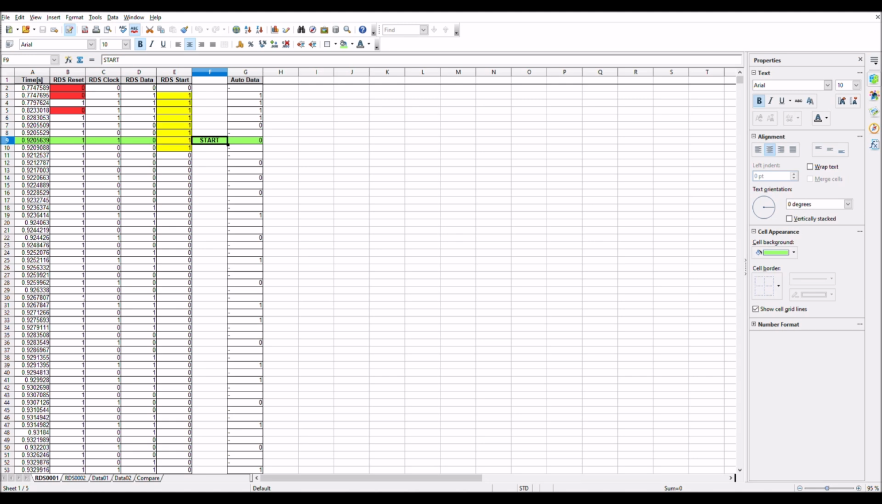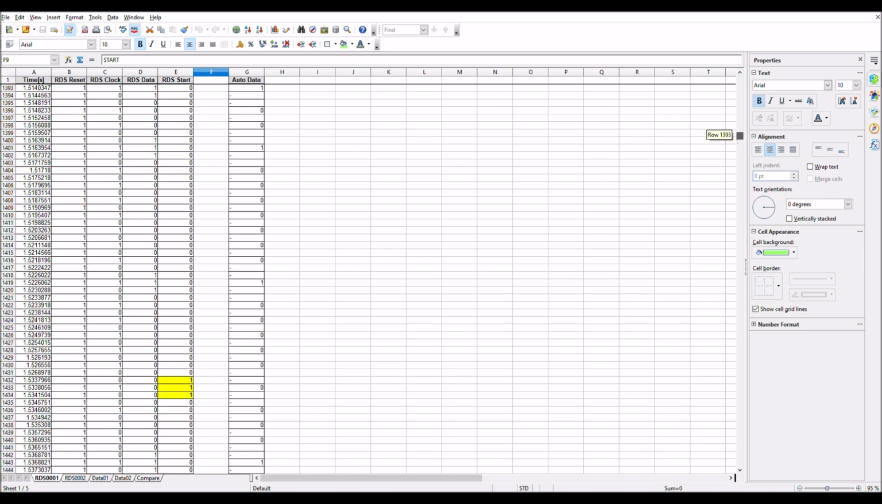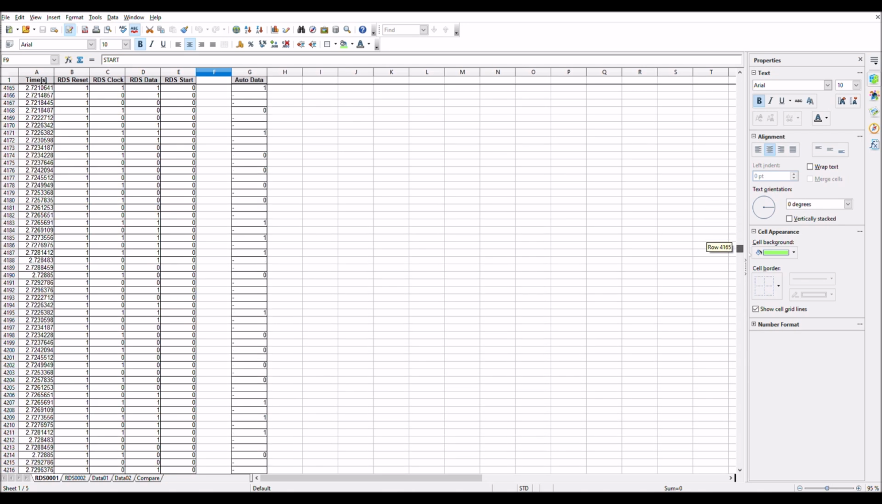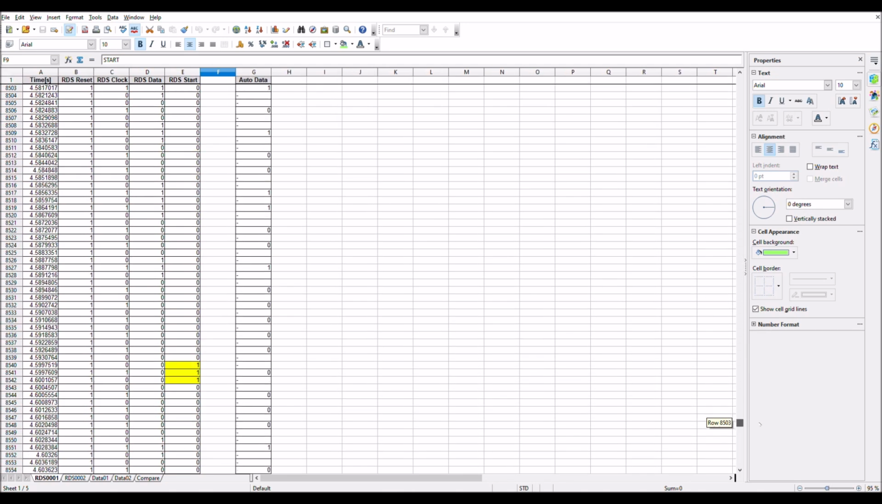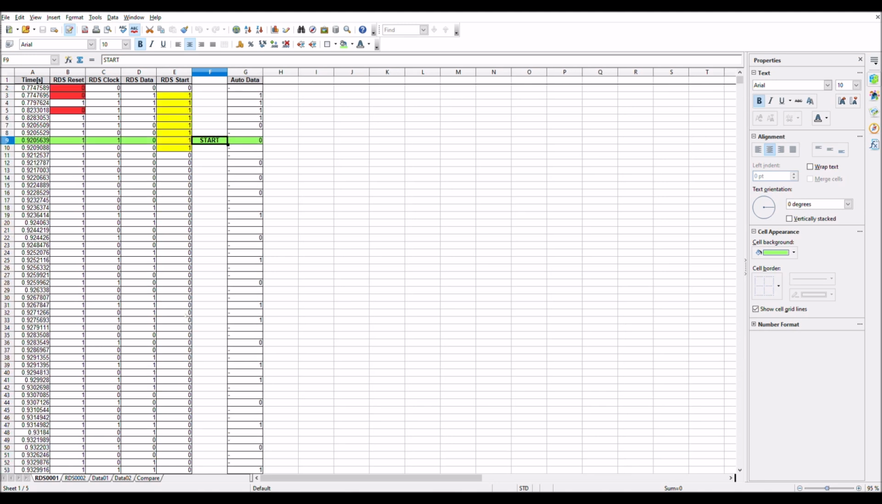So I exported all the data into OpenOffice and I marked where the start position of the data should be. You can see that it's still a huge amount of data, but there's a bit of logic because I have the RDS reset, and the RDS reset marks where the signal starts, and then you have the RDS start after every 20 pulses, and you also have the RDS clock.